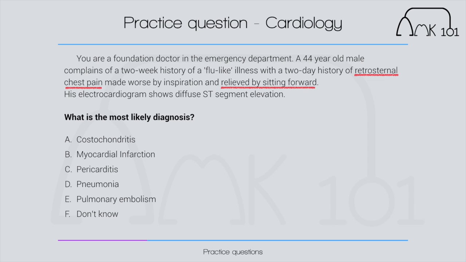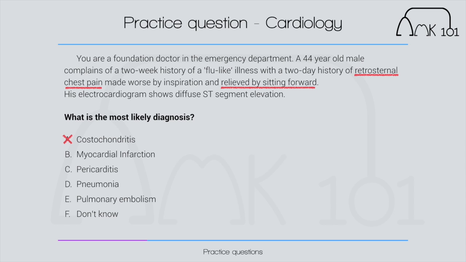Option A, what's all that about? Costochondritis. Costo, rib, chondro, cartilage, itis, inflammation. So an inflammation of something to do with the cartilage of the ribs. Doesn't sound plausible that would affect the ECG. So it doesn't sound very likely.